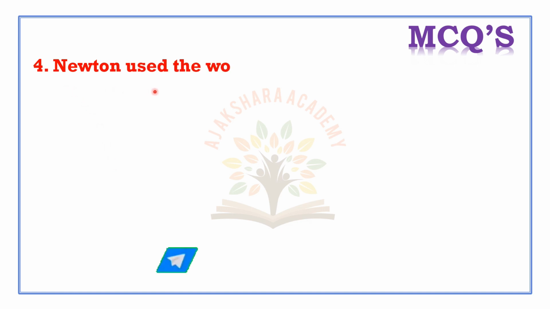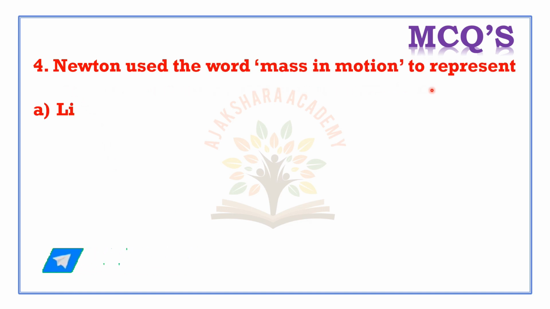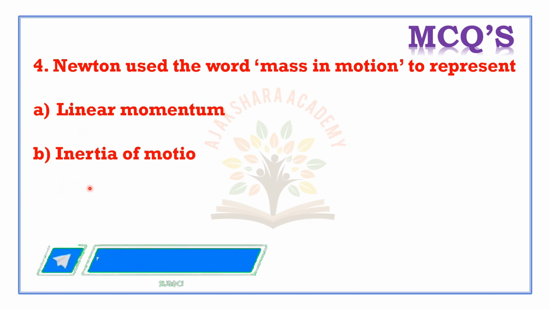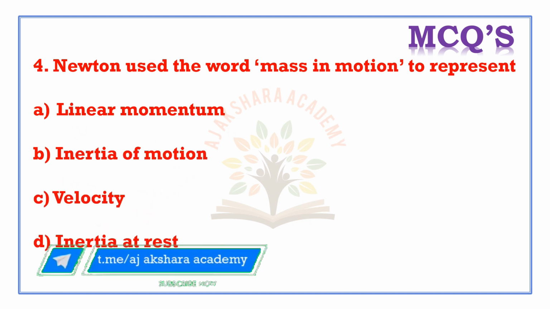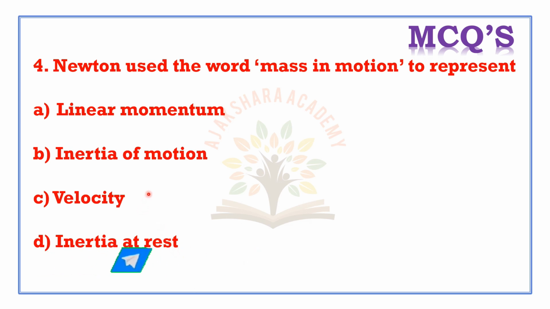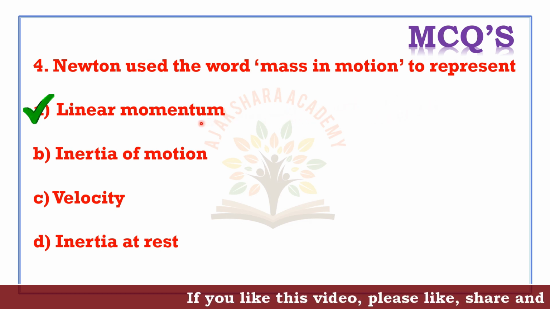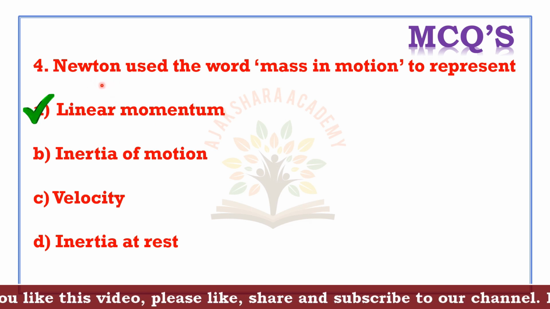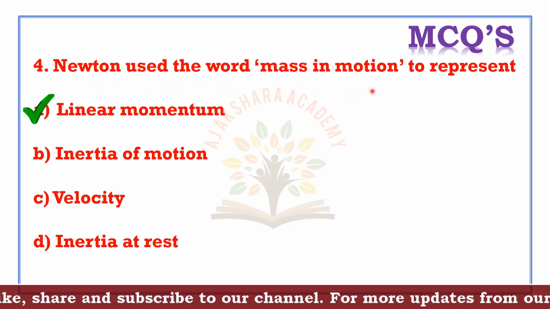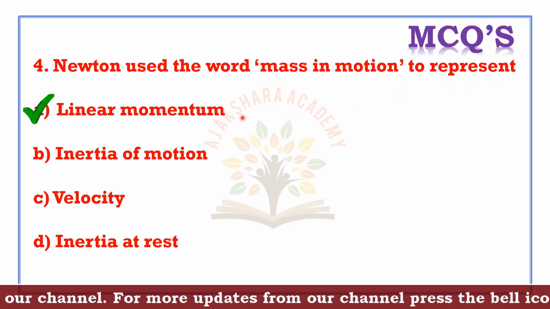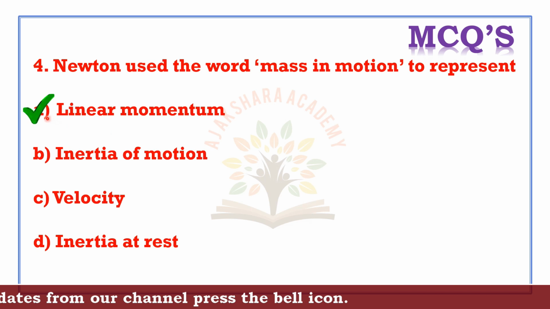Next, Newton used the word mass in motion to represent: linear momentum, inertia of motion, velocity, inertia at rest. Here the word mass in motion represents linear momentum. Newton used the word mass in motion to represent linear momentum. Linear momentum is nothing but the product of mass and velocity. It is represented by the letter P. So the scientist Newton used the word mass in motion to represent linear momentum. Okay. The first option is correct.